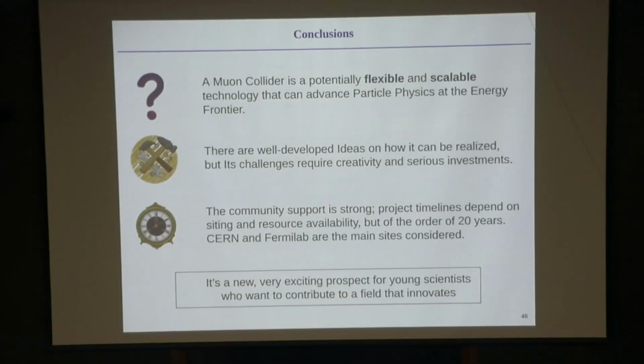So this brings me to the conclusion. I presented an outline of why we need the Muon Collider. The first summary is that the potential is to have a flexible tool that allows us to push the frontier of elementary particle physics. How we're going to build it, there are well-developed ideas, but also well-identified challenges that require creativity and serious investment to be overcome. And when and how: the community support is strong here, but the project timelines, very clearly, as in this type of project, are at the level of 20 to 30 years.